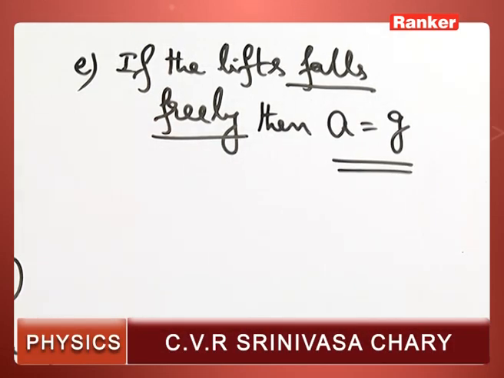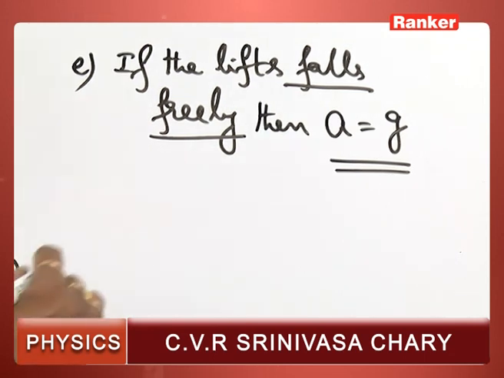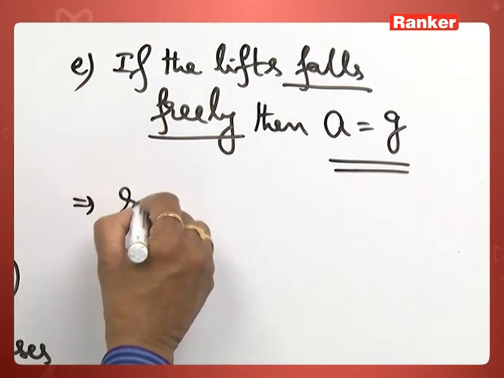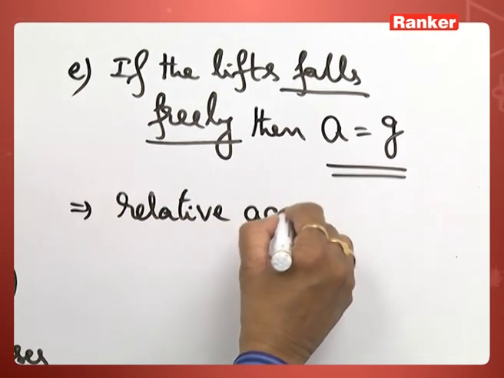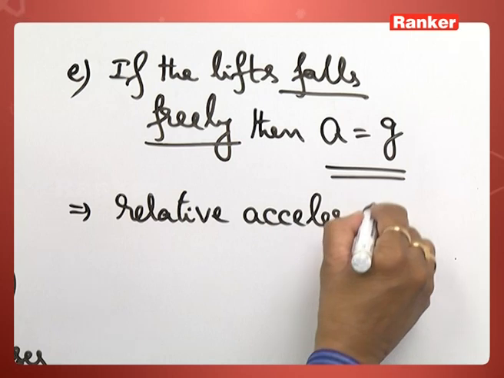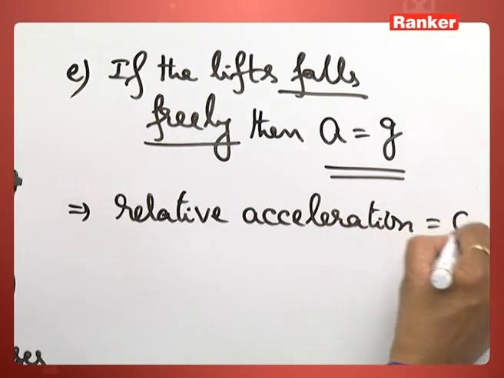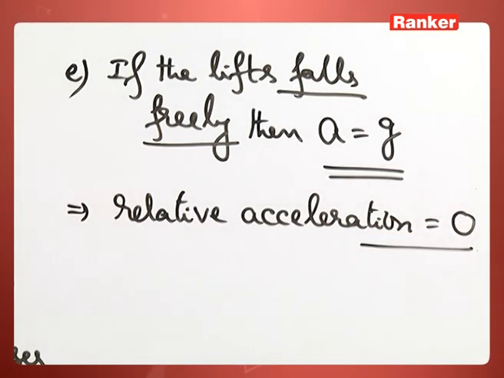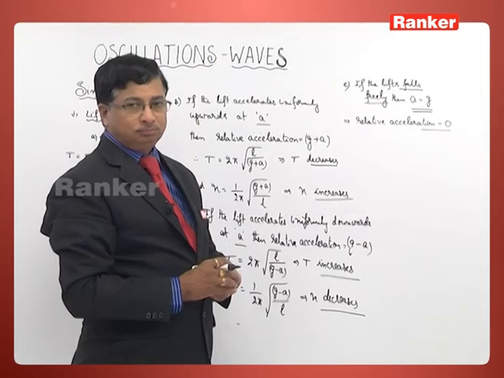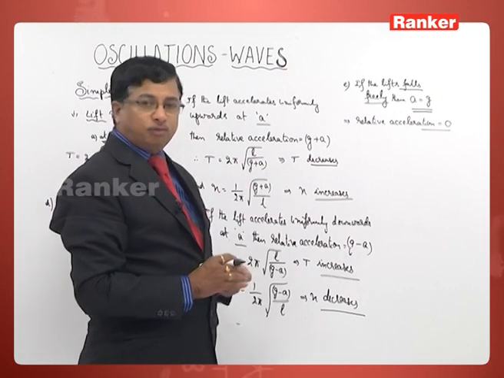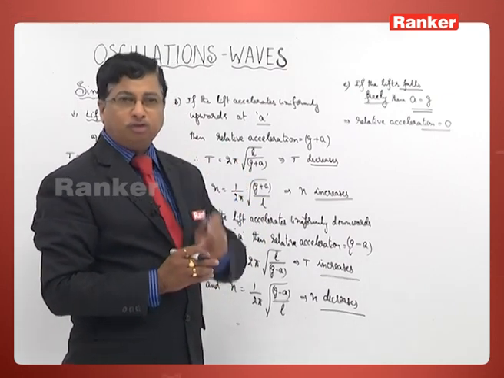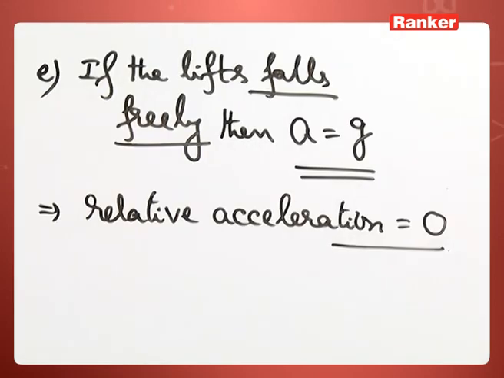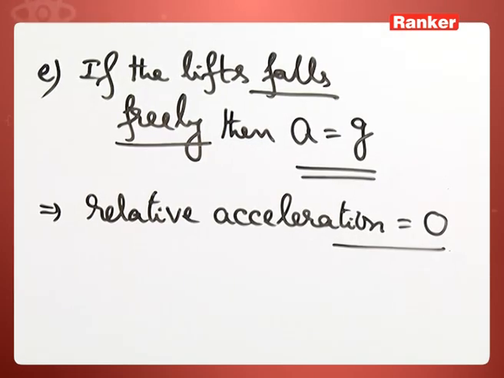And since a and g are equal, what happens? This implies the relative acceleration now becomes 0. One should not term this as acceleration 0. Understand this point carefully. Acceleration is not 0. Acceleration is equal to the acceleration due to gravity. But relative acceleration is going to be 0.